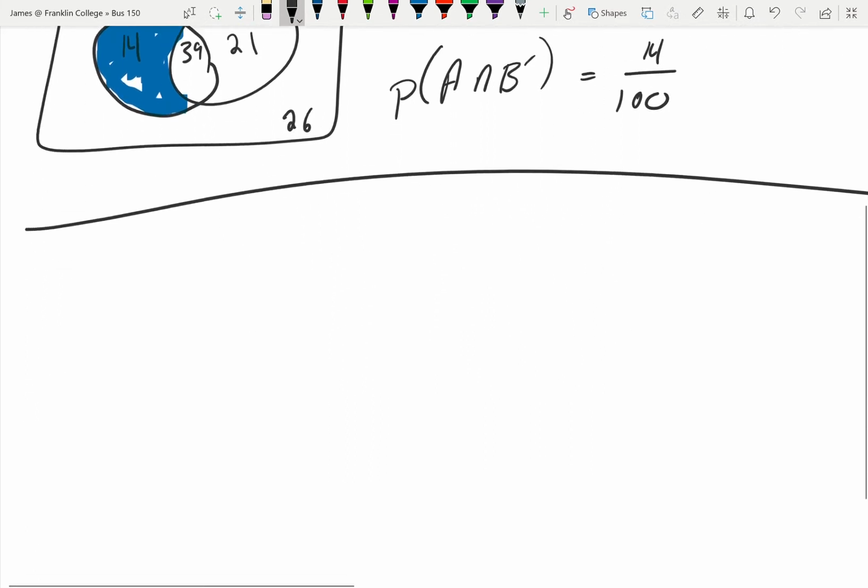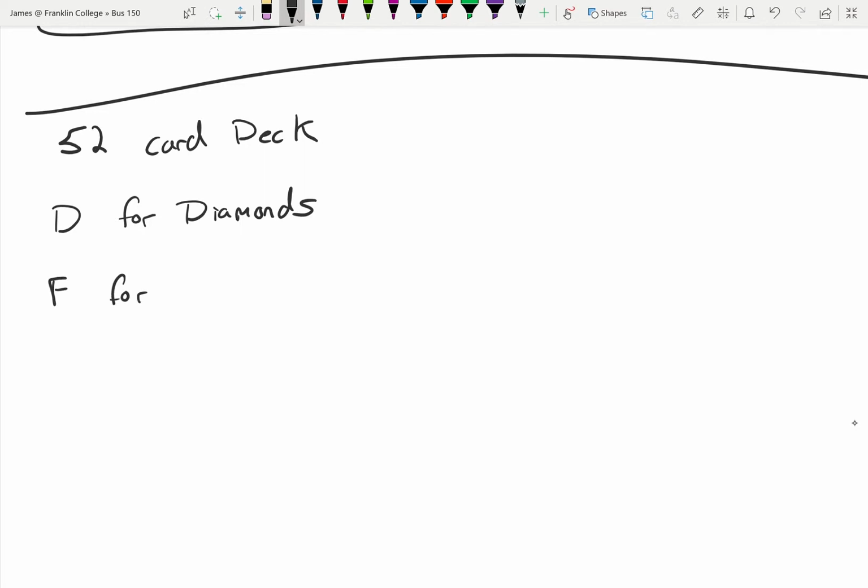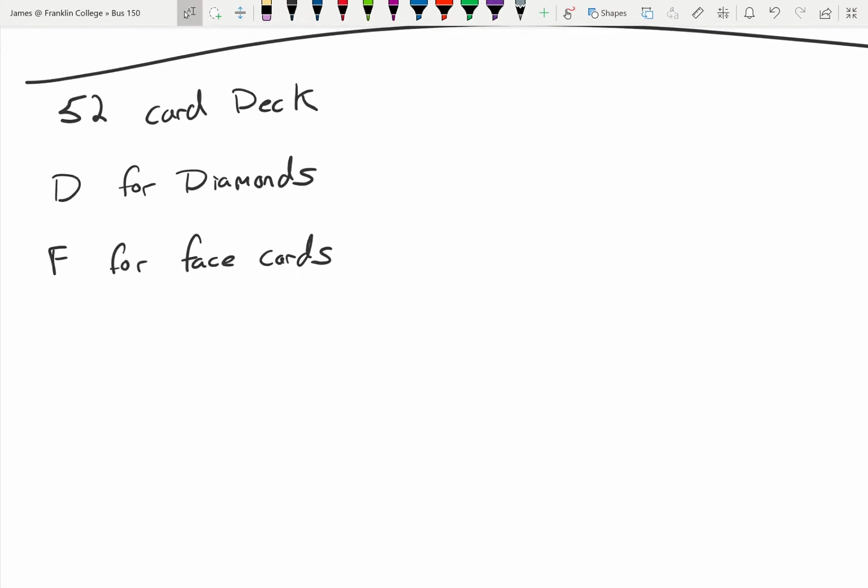Alright, so let's deal with a deck of cards type example where we have a 52 card deck. We are going to be interested in D representing the event for all the diamonds, and F representing the event for face cards. So before we start dealing with any probability, let's talk about the number of elements in the total sample space. Well, if there's a 52 card deck, then there are 52 cards total.